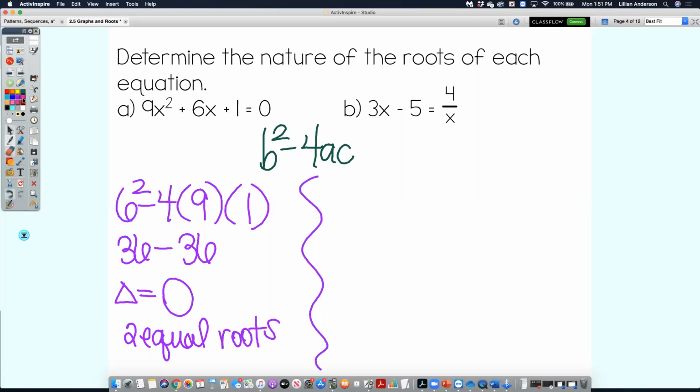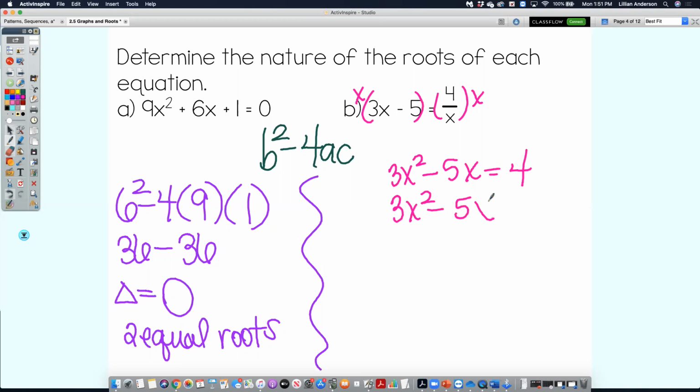Now in b, is this in standard form? We've got to get it in standard form in order for us to be able to find the nature of these roots. So how do I get into standard form? What do I need to do? Times x on both sides. Now when I multiply both sides by x, I'm multiplying everything by x. So that turns into 3x squared minus 5x equals 4. Make sure you distribute that x to both pieces on the left-hand side. And then? Bring the 4 over by doing what? Minus 4 on each side. Very good.